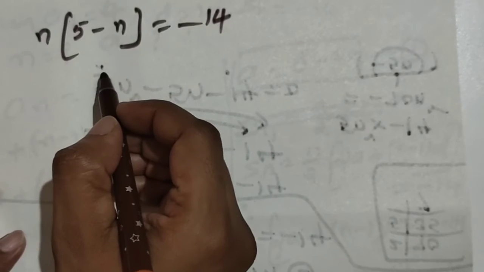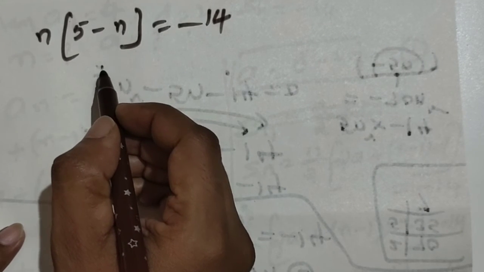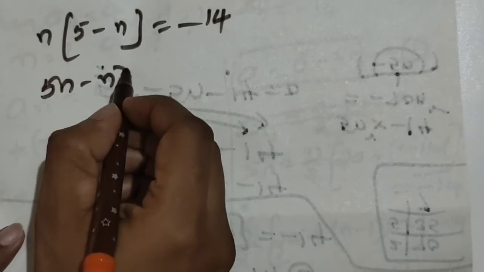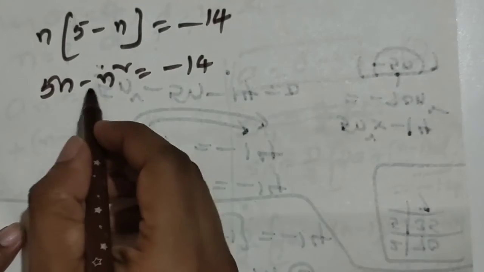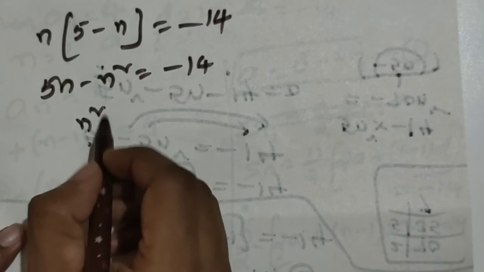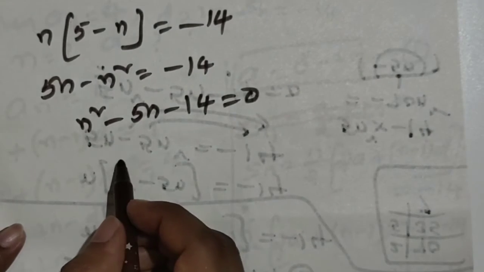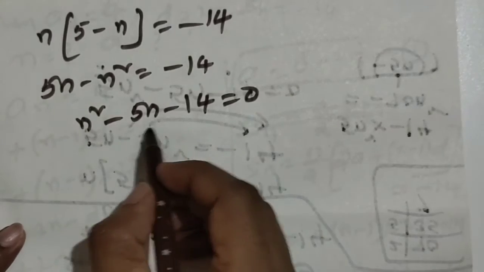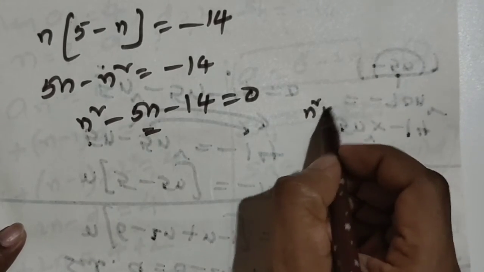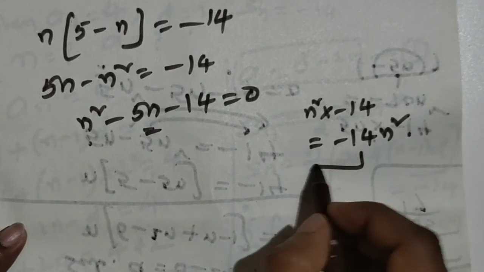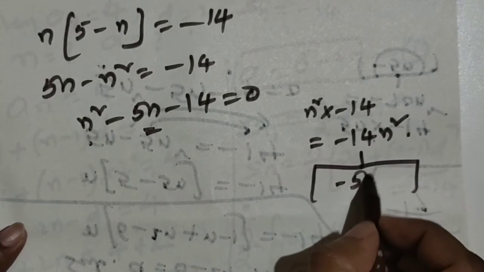n into 5 minus n is equal to minus 14. Then multiply this: 5n minus n square equal to minus 14. So take this term to the right side: n square minus 5n minus 14 equal to 0. Now again, to get the 5n, simply n square into minus 14 n square, middle term minus 5n.